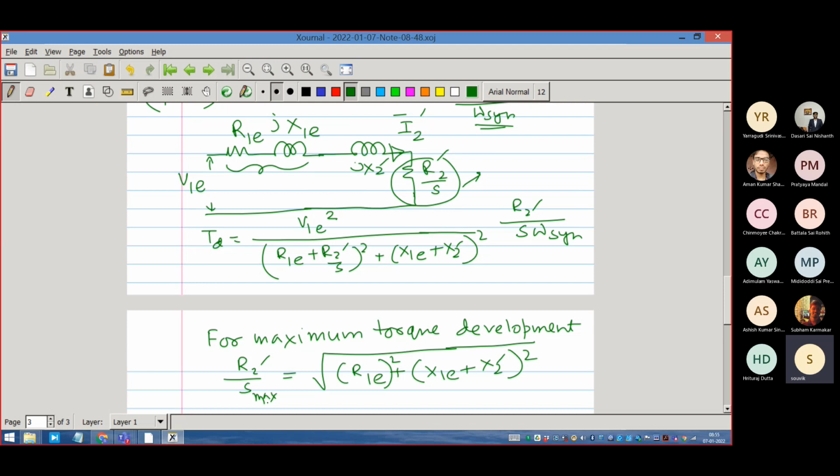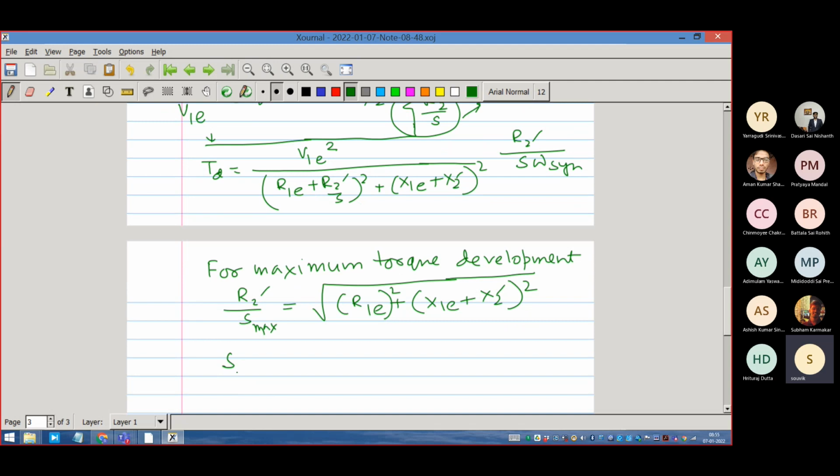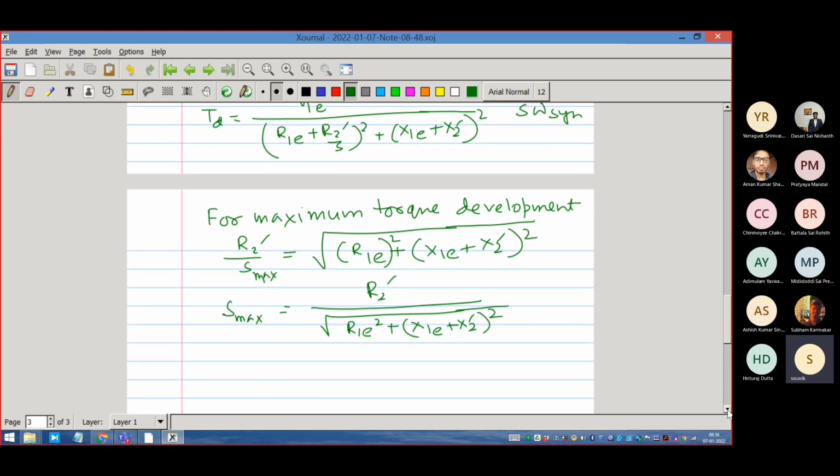So the corresponding S max, we sometimes write it as S max equal to R2 dash by the square root of R1e square plus (x1e plus x2 dash) square. It's a ratio. You must understand that it's a ratio, and interpret it in that term. It's not any physical thing. We'll come to how it makes more sense to us and how we utilize it.